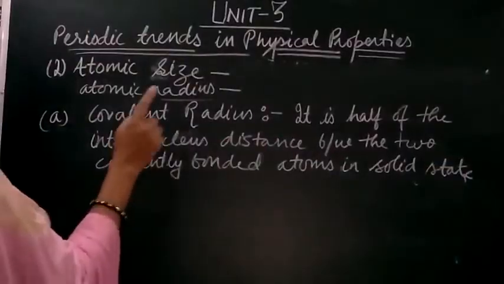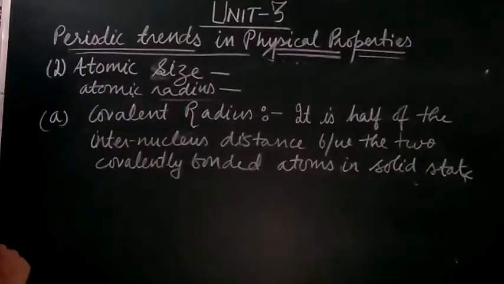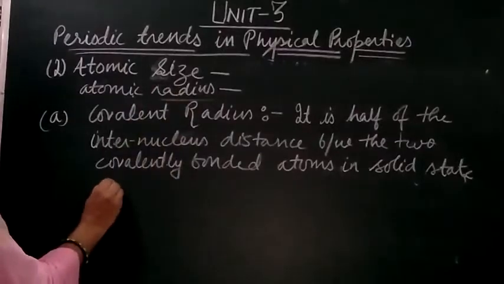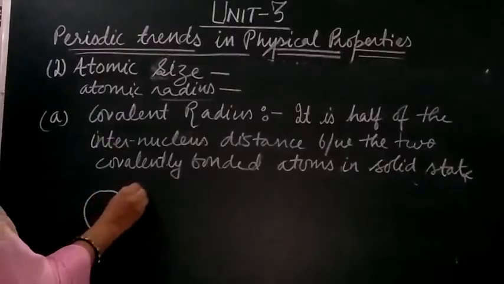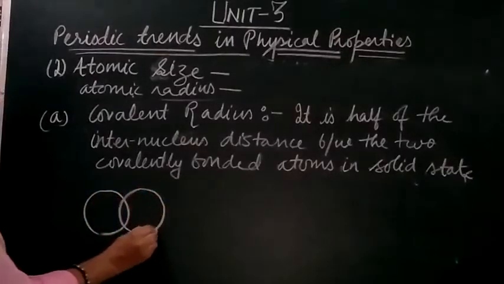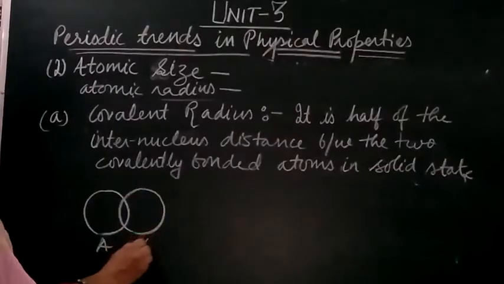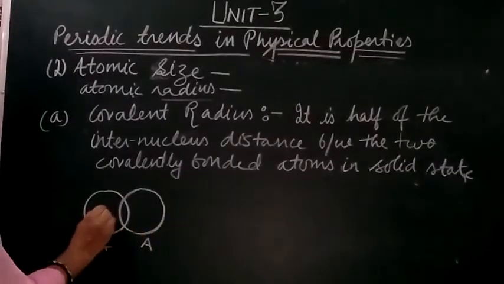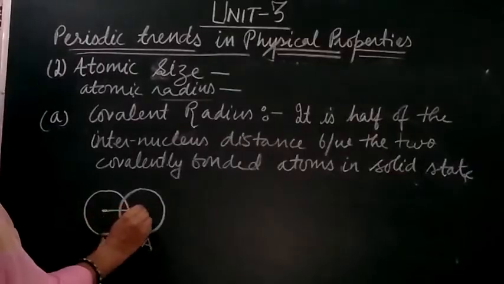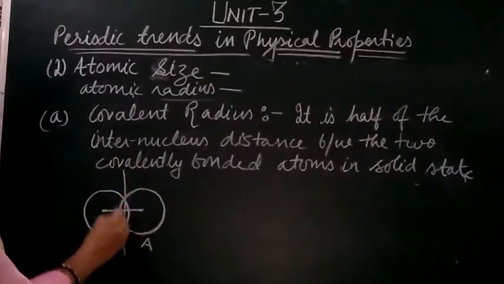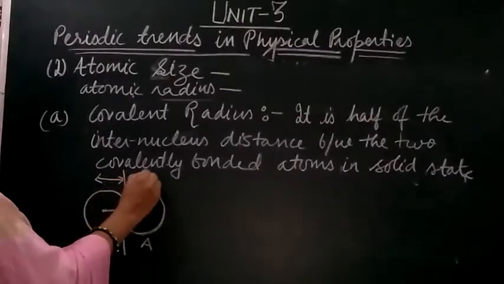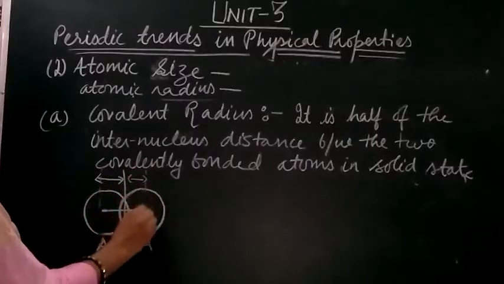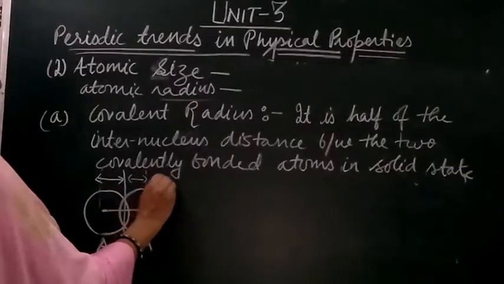Now students, here the two covalently bonded atoms can be either homoatomic or they can be heteroatomic. So let us take here first the example of homoatomic. We have got two atoms. Now let it be A and A, that means they are homoatomic. Then the internuclear distance, that is this one, we will just get the half of it done. So this will be the covalent radius.